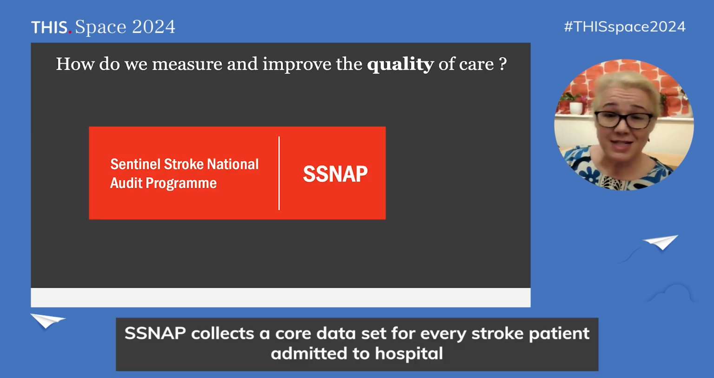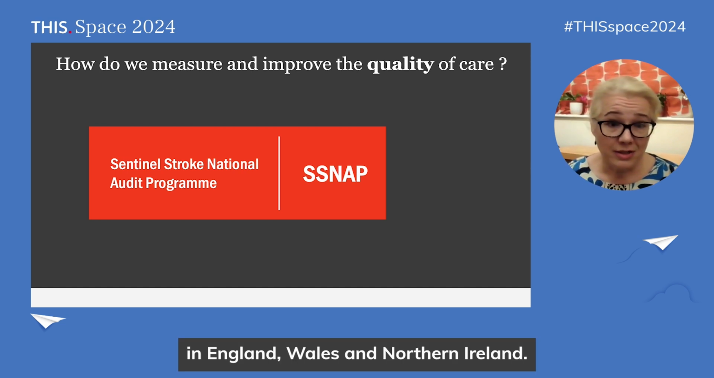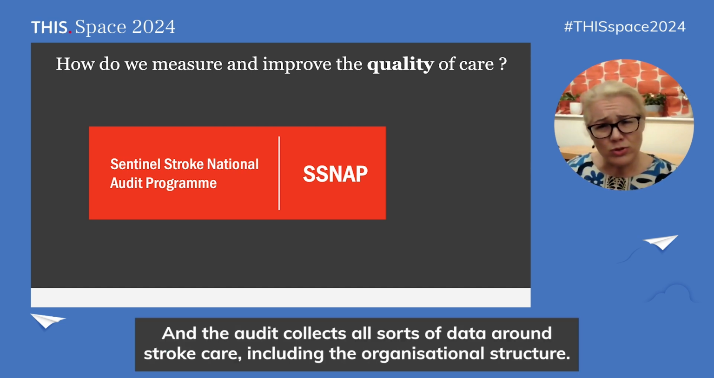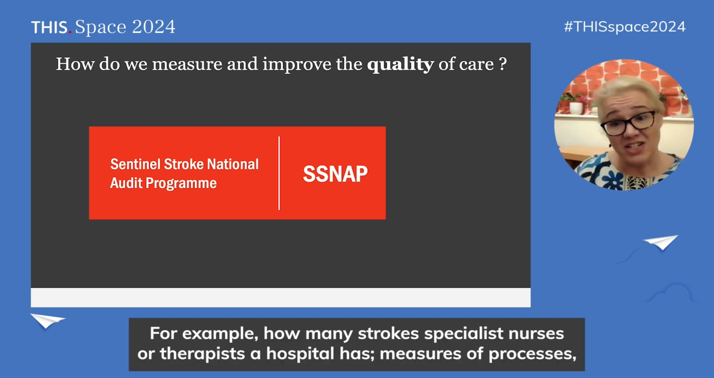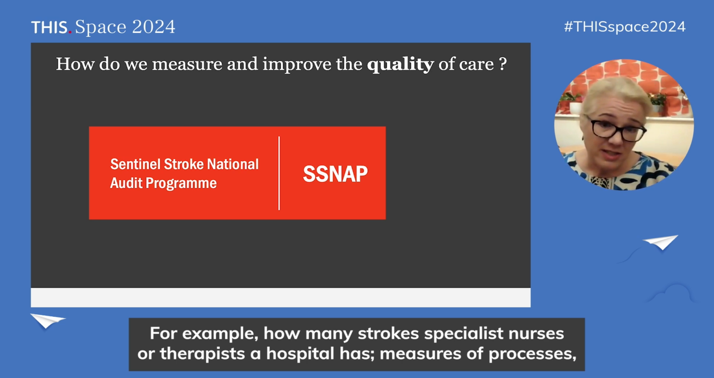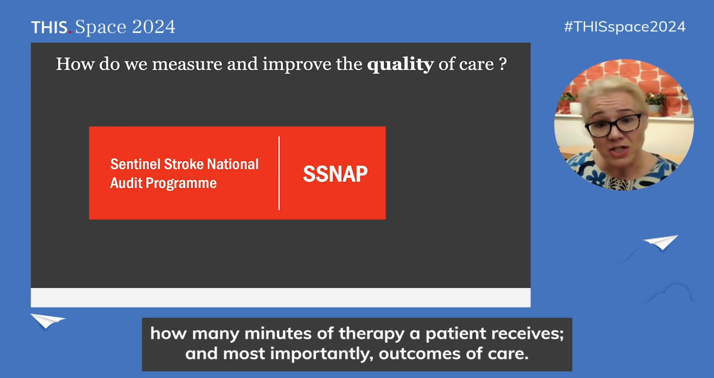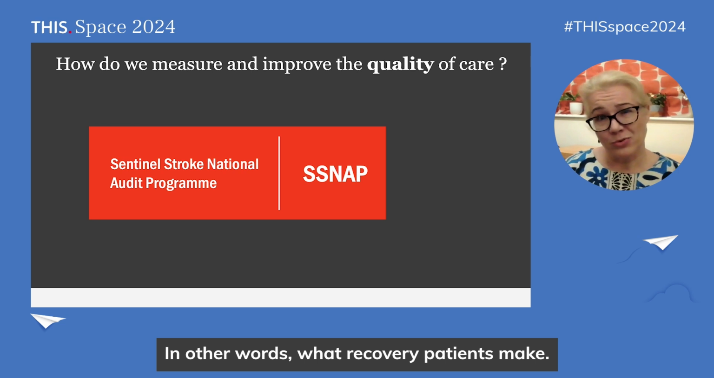SNAP collects a core data set for every stroke patient admitted to hospital in England, Wales, and Northern Ireland. And the audit collects all sorts of data around stroke care, including the organisational structure, for example, how many stroke specialist nurses or therapists a hospital has, measures of processes, such as how long it takes to get a scan, how many minutes of therapy a patient receives, and most importantly, outcomes of care. In other words, what recovery patients make.